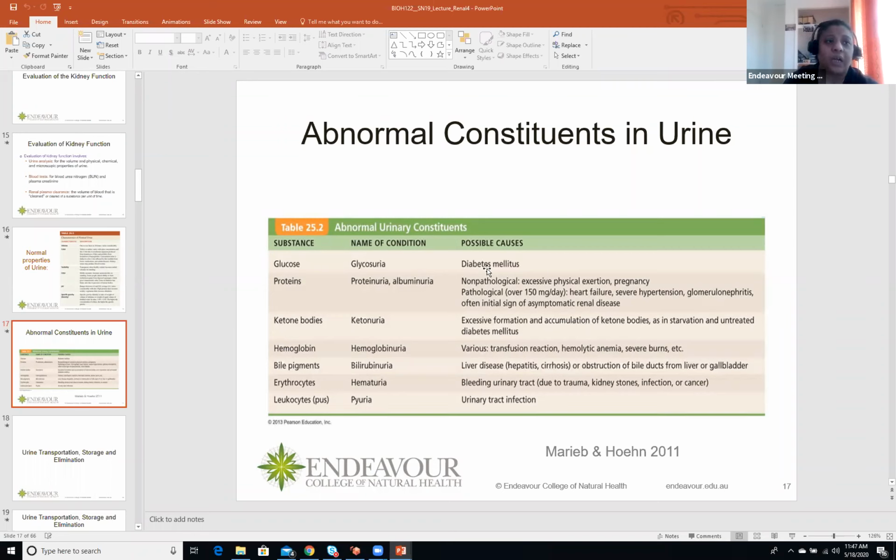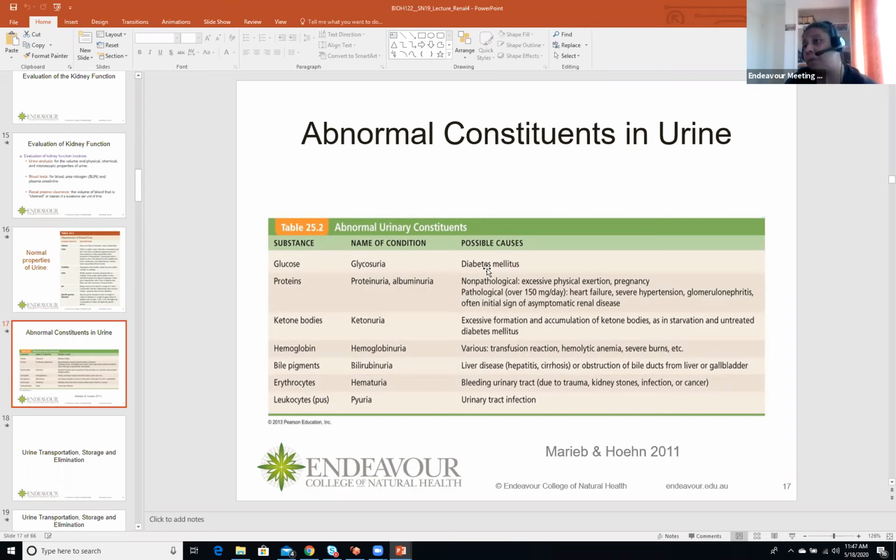Ketones will generally accumulate when there is too much sugar in the blood. So in diabetes, sugar breakdown forms ketone bodies, so they will accumulate in the blood and therefore end up in the urine. Hemoglobinuria occurs in severe blood transfusion reactions or anemias and burns and things like that.